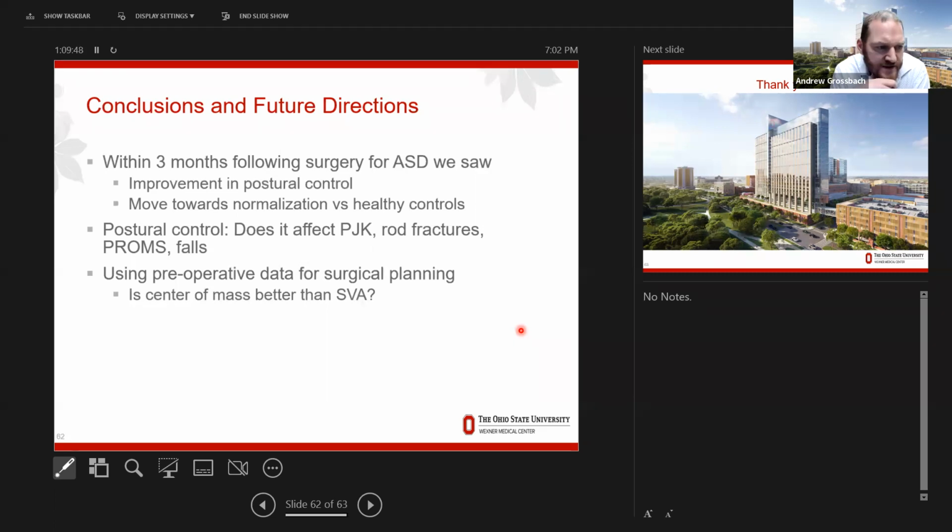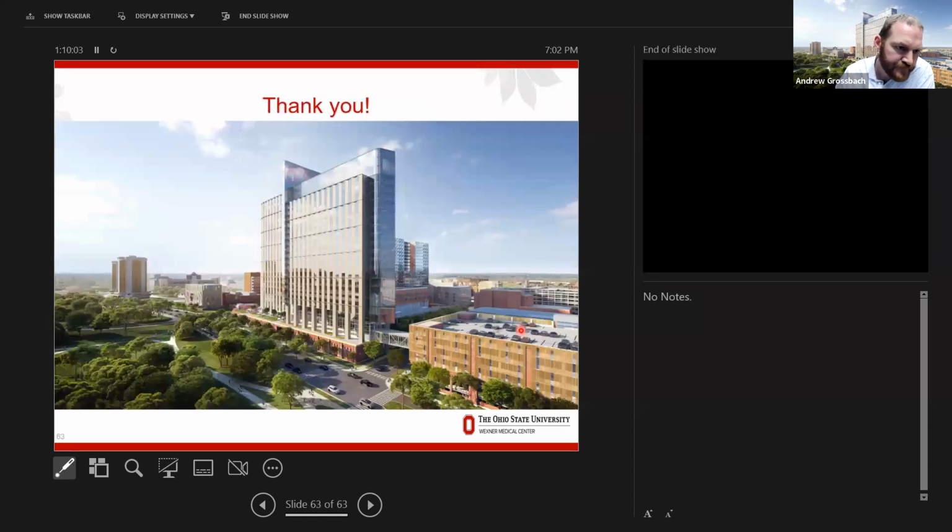And then we'd also like to look at using this preoperative data, where their center of mass is, to see if we can better predict where their spine wants to be versus just using C7 plumb lines and plumb lines from the EAC and things like that. So, all right, that's what I got.